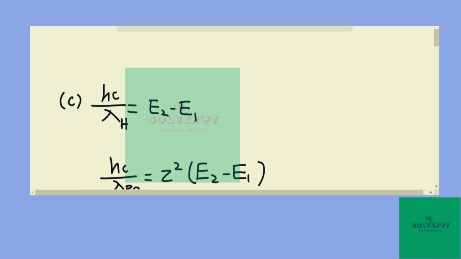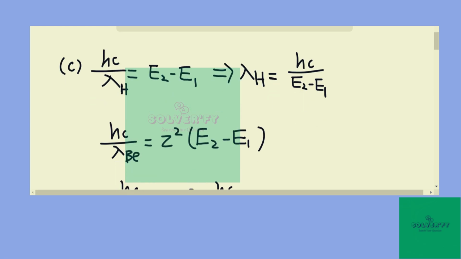And for question C, well, we know the wavelength of the hydrogen atom, which is lambda h here, can be expressed as lambda h is equal to hc over E2 minus E1. Okay, since hc over lambda h is equal to E2 minus E1. So we know h here is the Planck constant, c is the speed of light, E2 is the energy at level 2, and E1 is the energy at level 1.